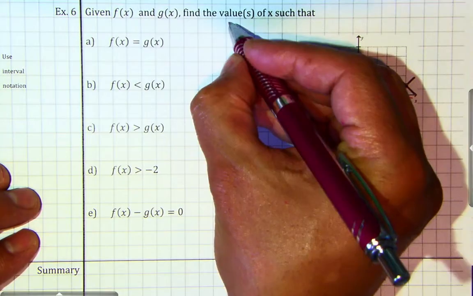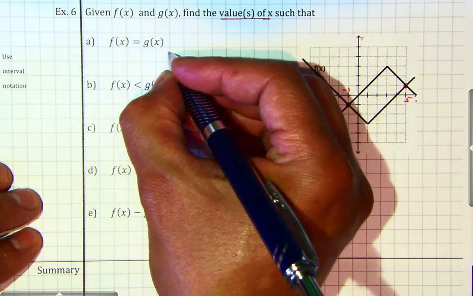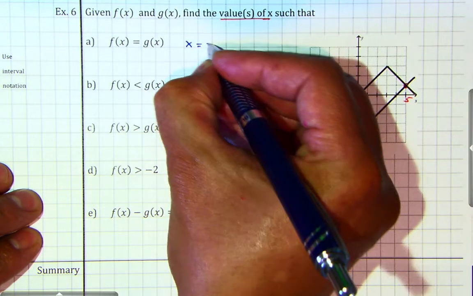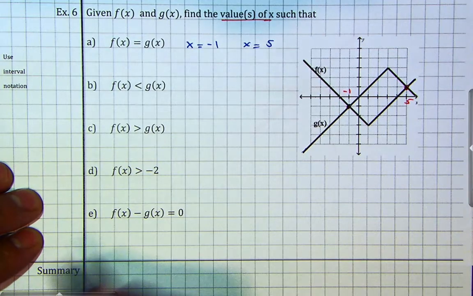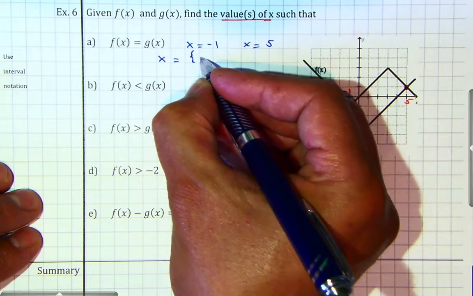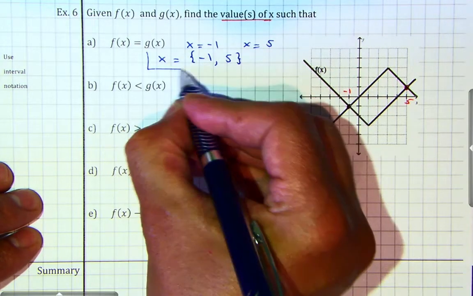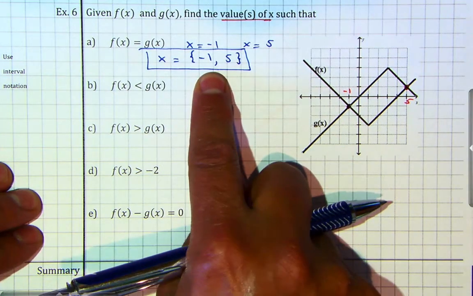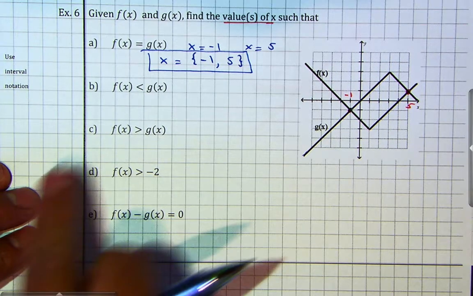Remember that you're looking for all values of x, and we're going to place it in set notation. So whenever you have two values, you can do two things. You can say when x is equal to -1, or when x is equal to 5. Or we can also say when x is equal to, and we're going to place a brace, -1, 5. Both answers will be correct. Don't get this confused with the interval notation. These are just two specific values. B.